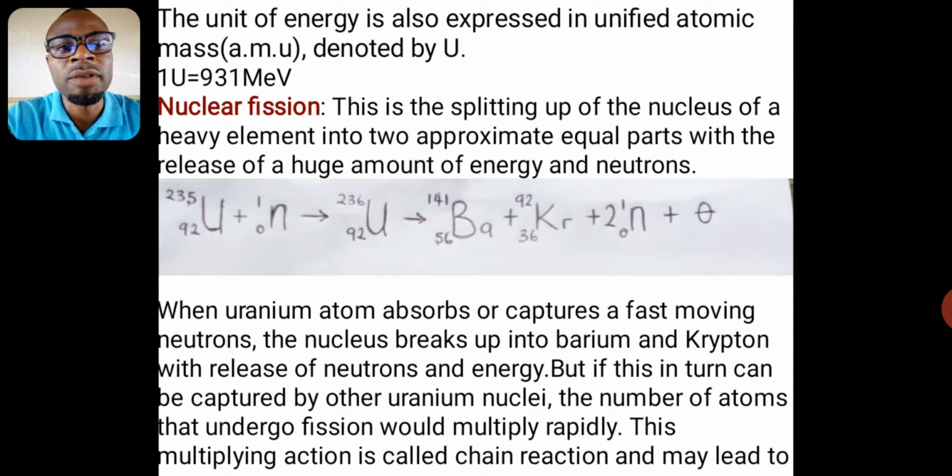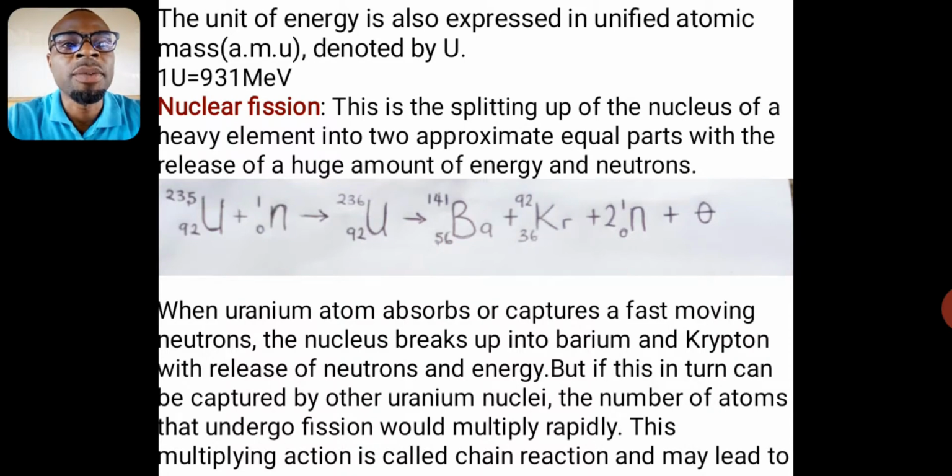Nuclear fission is the splitting up of the nucleus of a heavy element into 2 approximately equal parts, with the release of a huge amount of energy and neutrons. We have a typical equation there, which is the bombardment of a uranium atom with a neutron. You can see uranium-235 is the mass number, and the atomic number is 92. It's being bombarded with a neutron, and what happens there?